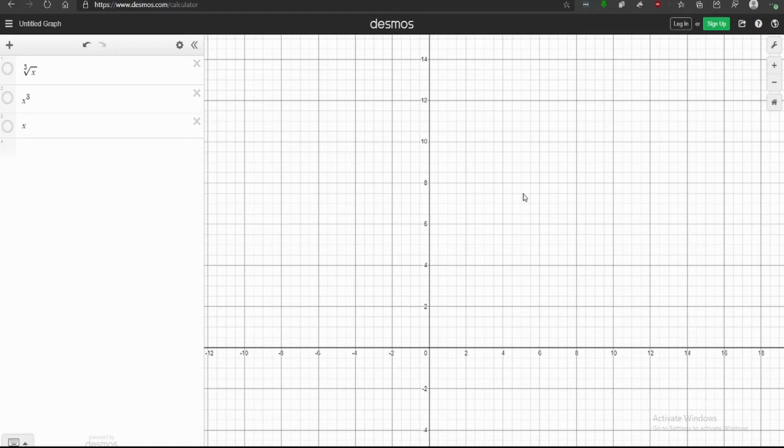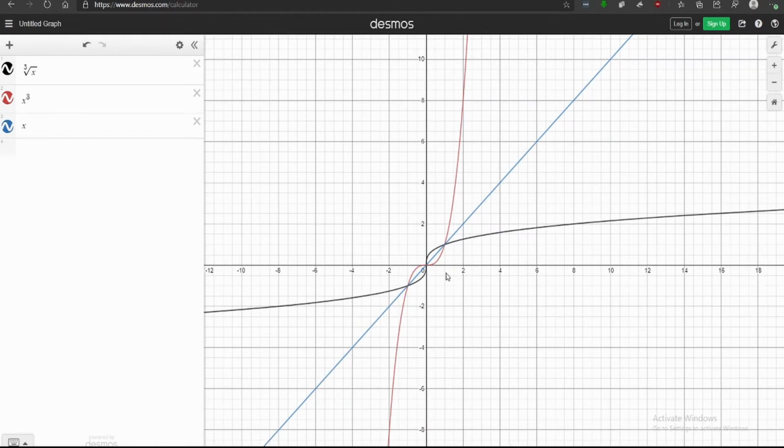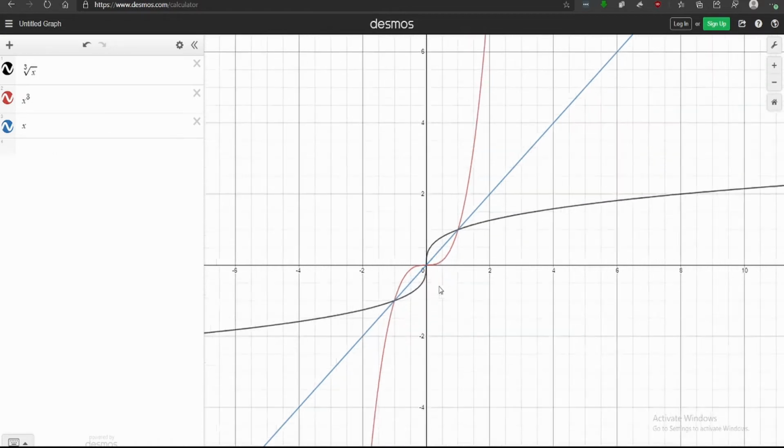What do I mean? Well, recall that inverse functions, they're symmetrical around y equals x, right? So we're going to take our example, which is x cubed. The inverse of that is the cube root of x. So if we draw this out, notice how they're symmetrical. They're just reflected over that line, right?